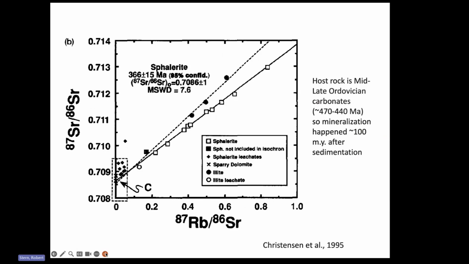And what we see is the sphalerites all line up on this line, which is 366 plus or minus 15. And that is considerably younger than the Ordovician carbonates. So we can see that there was 100 million years between when the carbonate was deposited and when the ore mineralization occurred. Very useful information.